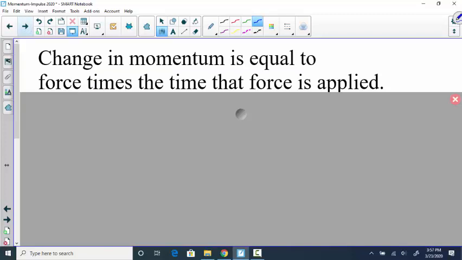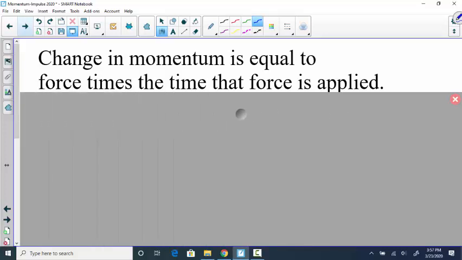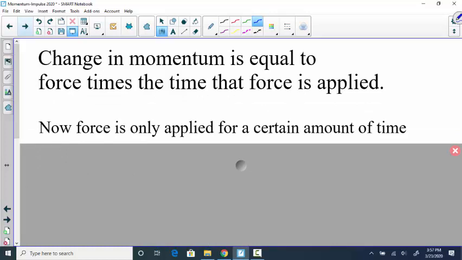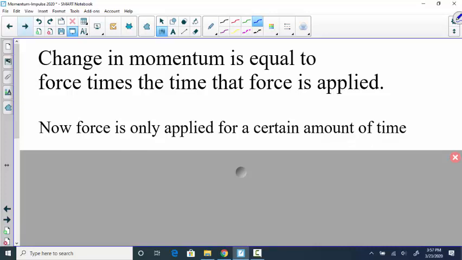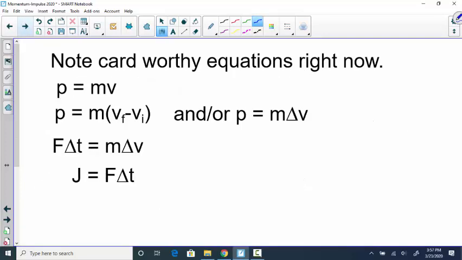So the thing to pull out of this is change in momentum is equal to force times the time that that force is applied. Okay? And so, again, something that I've already stated, but the force now is only applied for a certain amount of time. This is impulse. So let's look at an example.